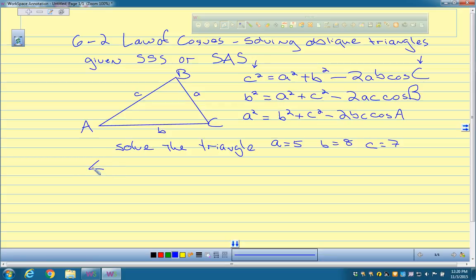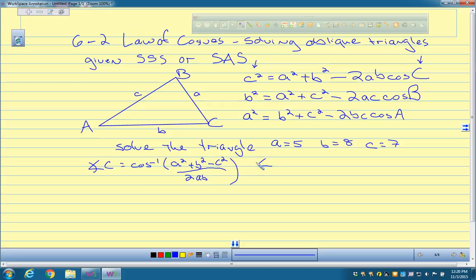But angle C is equal to the inverse cosine of a squared plus b squared minus c squared, divided by 2ab. If you did some algebra, you could figure this out.